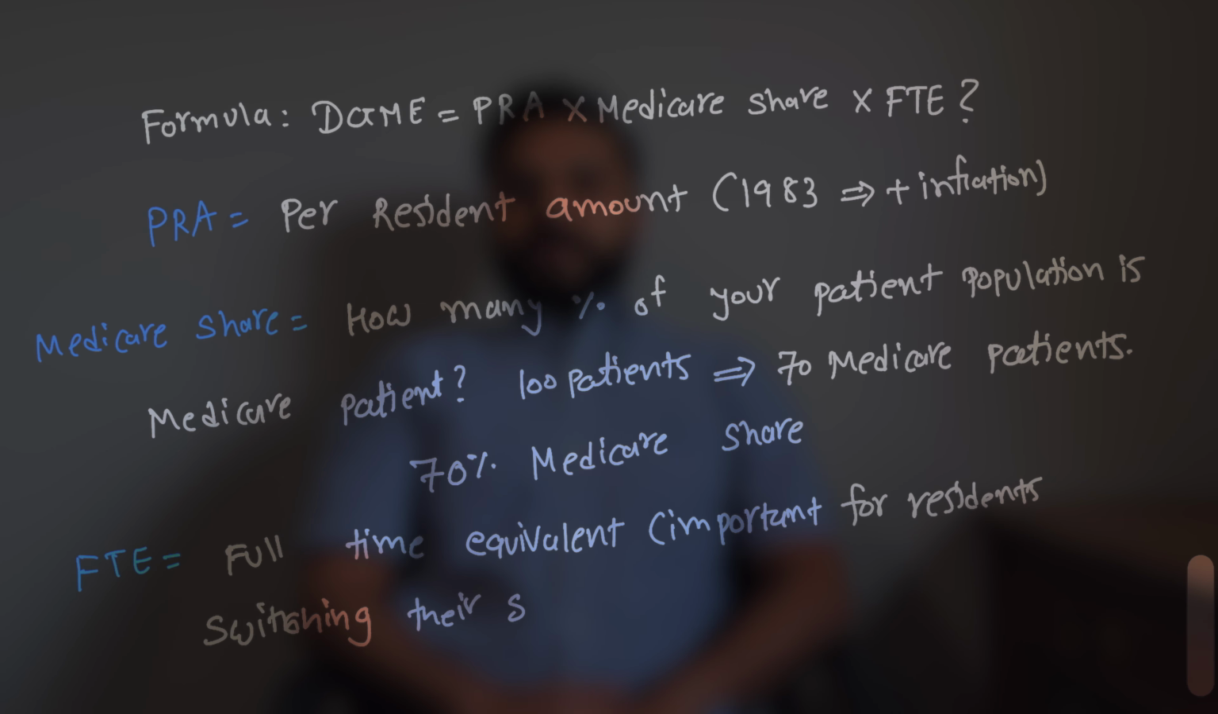Your program can have 10 residents, but FTE for the program can be 10, 9.5, or 8, or any other number depending on residents' past residency involvement. Let me explain what is FTE.